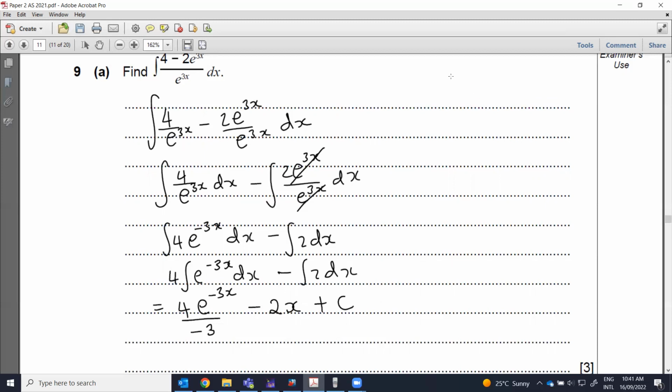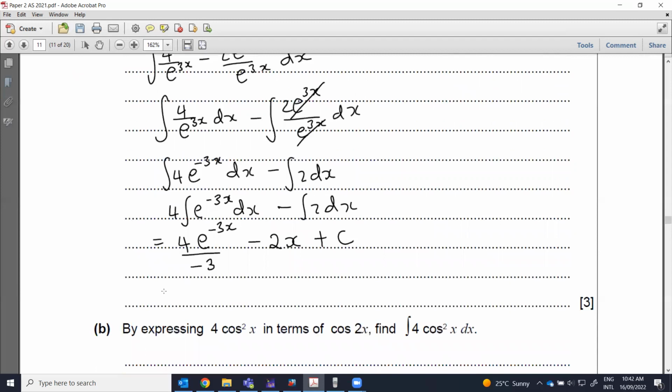So the integral, just remember, of e to the power of ax dx is just e to the power of ax, and then this number here, you divide by it, and then add your constant of integration. So I don't need to add a constant of integration here and there. This constant accounts for both constants. Now we usually like to leave our answer with positive exponents. So this will give me negative 4 over 3 e to the power of 3x, minus 2x plus c.